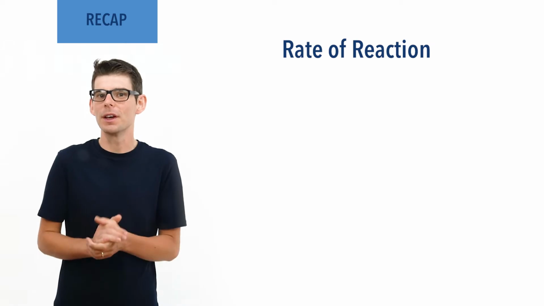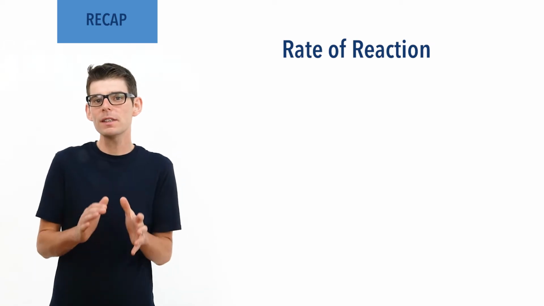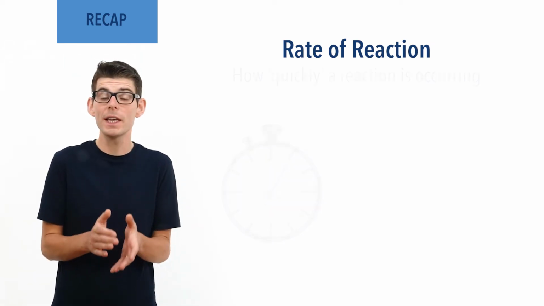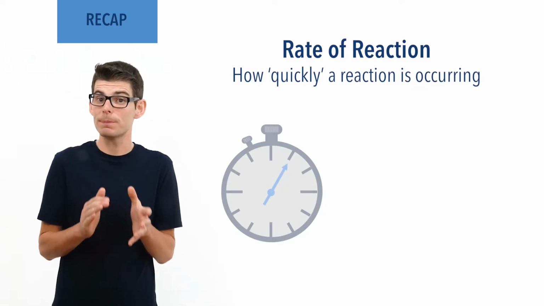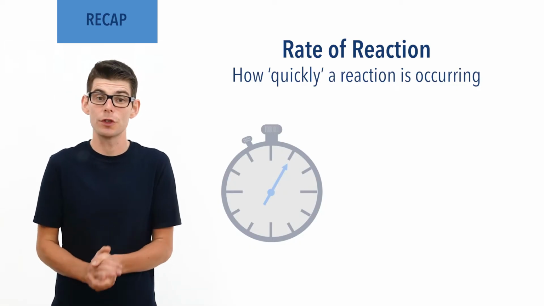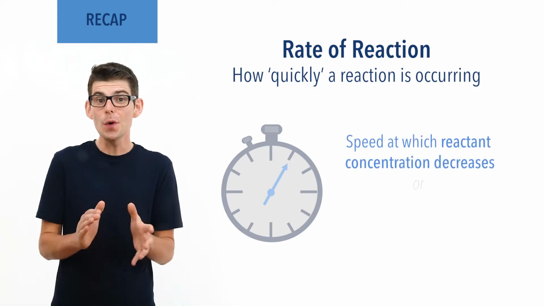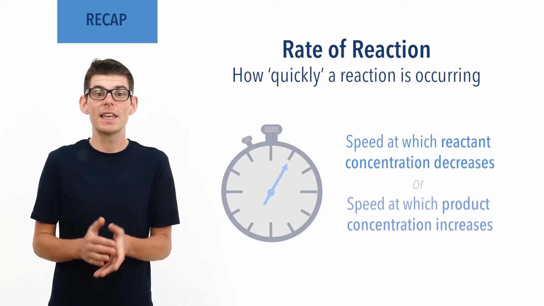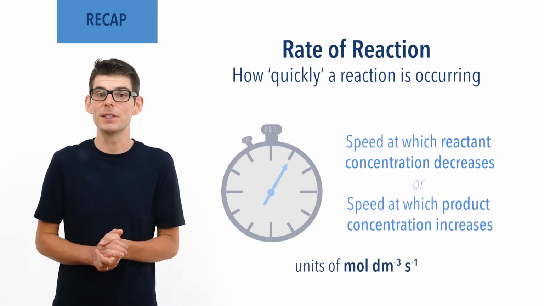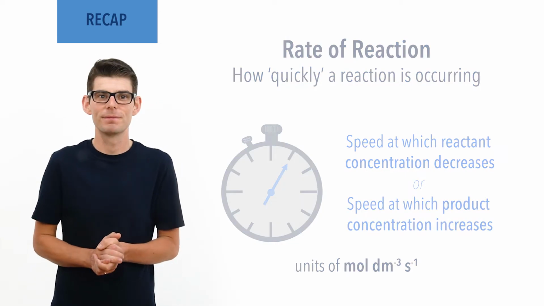As a short outline for this one, however, rates of reaction describe how quickly reactions are occurring. They can be measured in terms of the speed at which reactant concentration decreases or the speed at which product concentration increases, given the units moles per decimeter cubed per second. A very quick recap done, let's go.